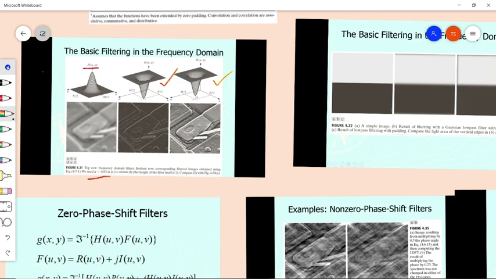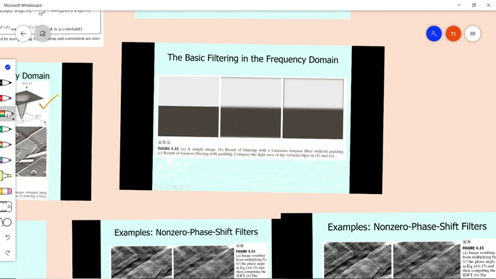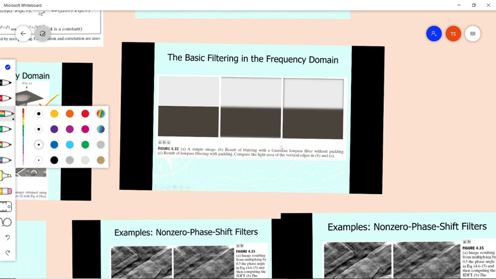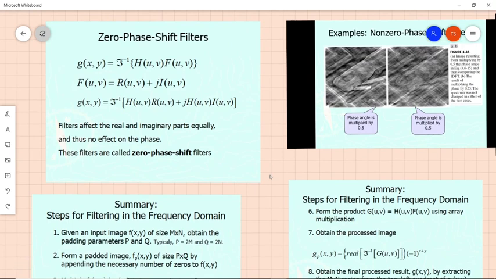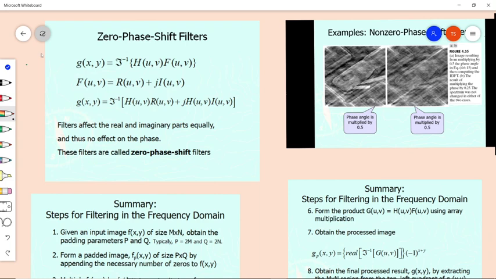I'll show you another example in the frequency domain. Here, see, this is the original image, and if you apply a Gaussian low pass filter with padding, then this is the output. See, some values are changed here, and the image is changed here and here. So the result is blurring with the Gaussian low pass filter with padding. In this way, when we apply filtering operations in the frequency domain, these are the changed results we will get on the image.